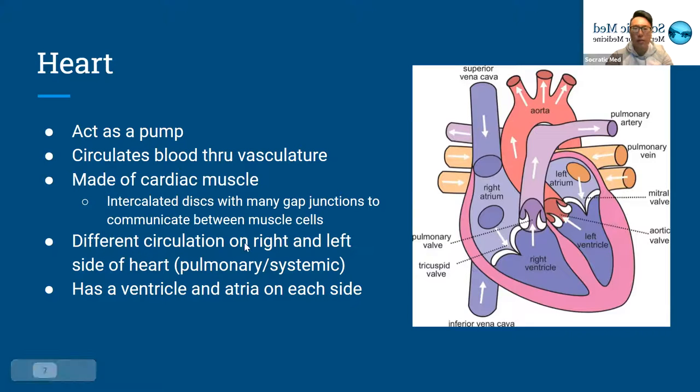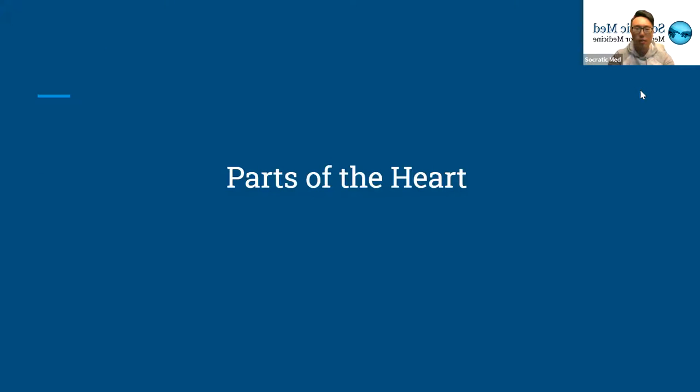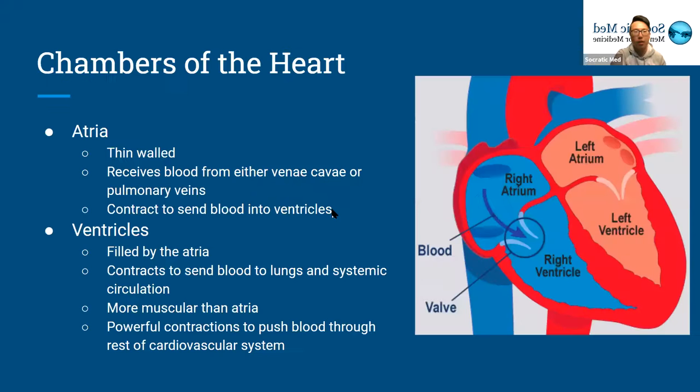Like I said before, the right and the left side have different pumps. One side acts as the pulmonary circulation, and the other side acts for the systemic circulation. And the heart has four different chambers, a ventricle and an atrium on each side. I'll get into that more on the next slide, in the parts of the heart.